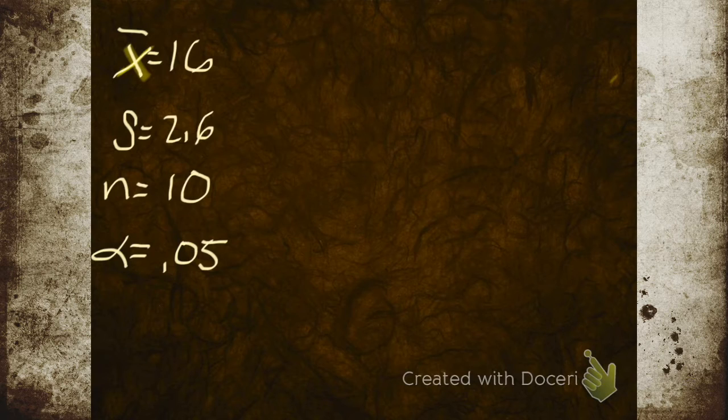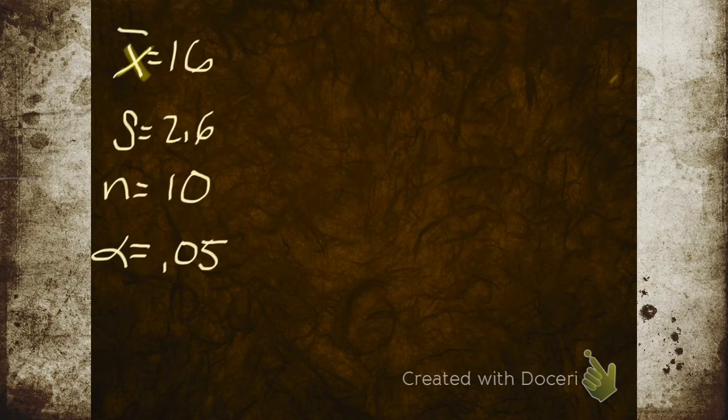God. Let's find a 95% confidence interval if we have a sample average of 16, a sample standard deviation of 2.6, our sample size was 10, and our alpha was 0.05. Of course, this is coming from an approximately normal distribution, but since we have a small sample and we don't know our population standard deviation, we're going to use the t-chart.